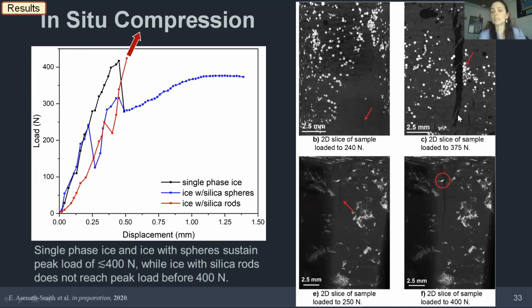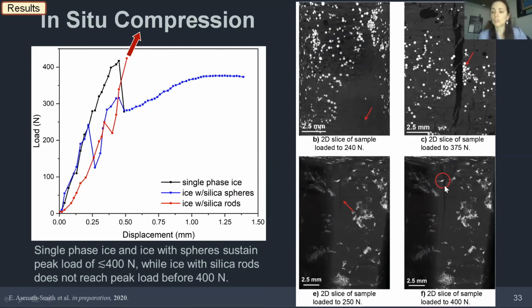And as you continue to load, these cracks enlarge, these black regions are the cracks, and they tear right through the center of the bundles, the aggregates of spherically shaped particles. On the other hand, when we have these aggregates of rods, the cracks still form in the rod-free regions.